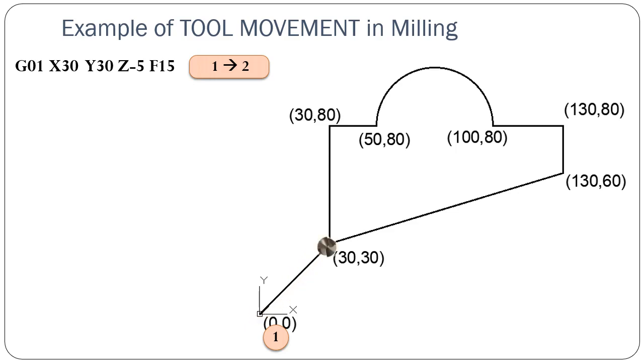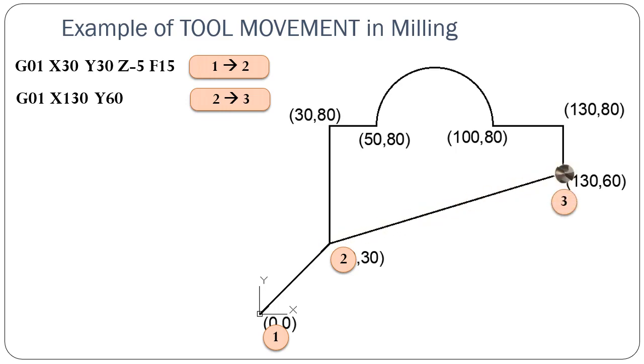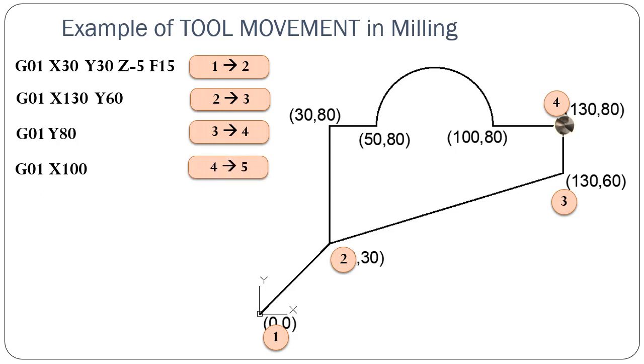Next is G01 X130 Y60. The tool will move from position 2 to 3. G01 Y80. Tool moves from 3 to 4. G01 X100. Tool moves from 4 to 5. For the next position, there is a circular arc. To reach the next position, the tool will move circularly in the anti-clockwise direction.